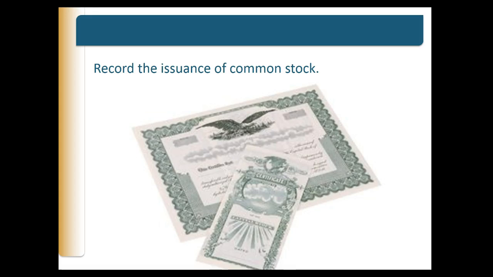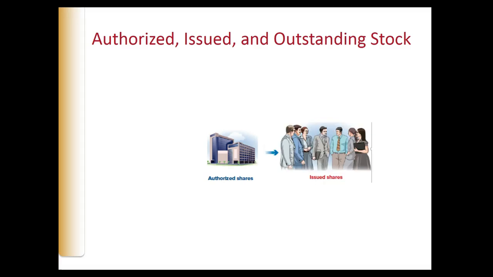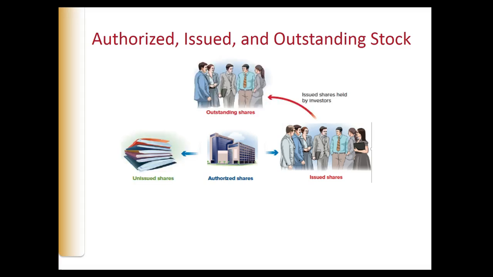Now let's talk about issuing common stock. We can think of the common stockholders as the true owners of a business. The number of shares of common stock in a corporation are described as being authorized, issued, and outstanding. This slide summarizes the differences between these various terms. Authorized stock is the total number of shares available to sell that is stated in the company's articles of incorporation when they begin a corporation.